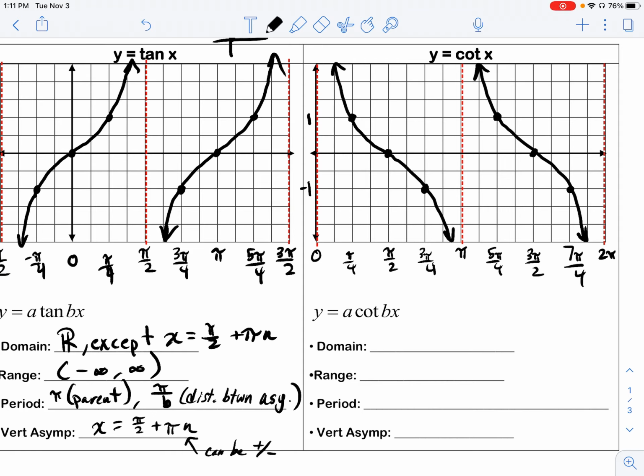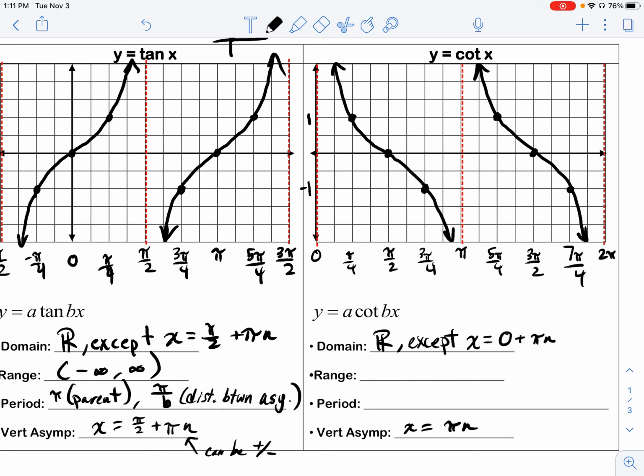Our domain is going to be all real numbers except where we have a vertical asymptote. So how do we express the equation for our vertical asymptote? It's going to occur at 0 and pi radians apart. So I'm going to write 0 plus pi n. If you wanted to just write x is equal to pi n, that's totally fine. It works. So in fact, I'll just even write that pi n down here. Okay, so every pi radians apart is where our vertical asymptotes are going to be.